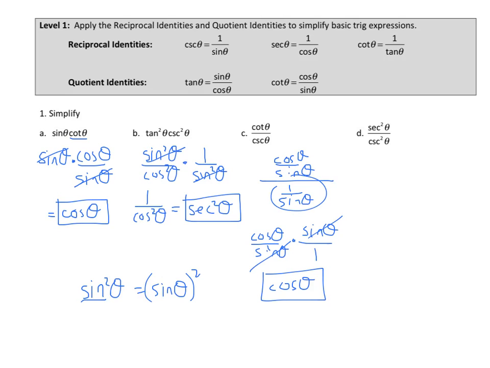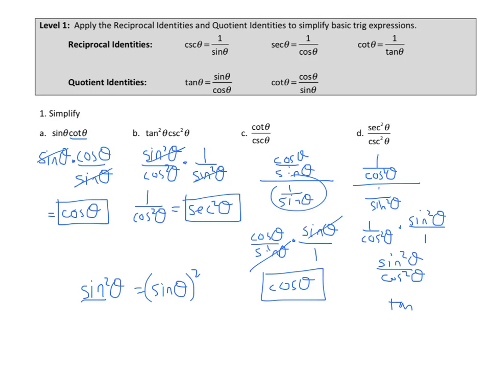And one last example, secant squared theta is 1 over cosine squared theta. Cosecant squared theta is 1 over sine squared theta. And to divide these, I get 1 over cosine squared theta times the reciprocal of the bottom fraction, sine squared theta over 1. And top times top, bottom times bottom gives us sine squared theta over cosine squared theta. And sine over cosine is tangent, so this would be tangent squared theta.